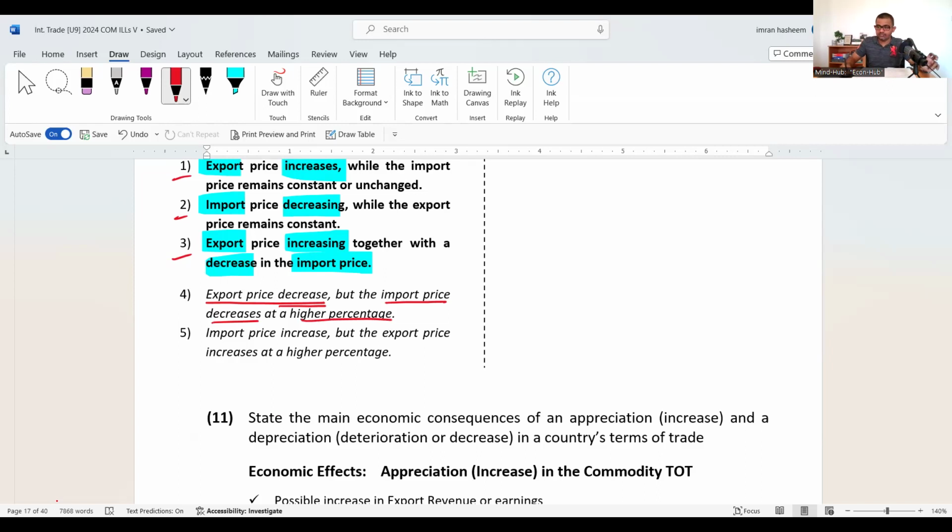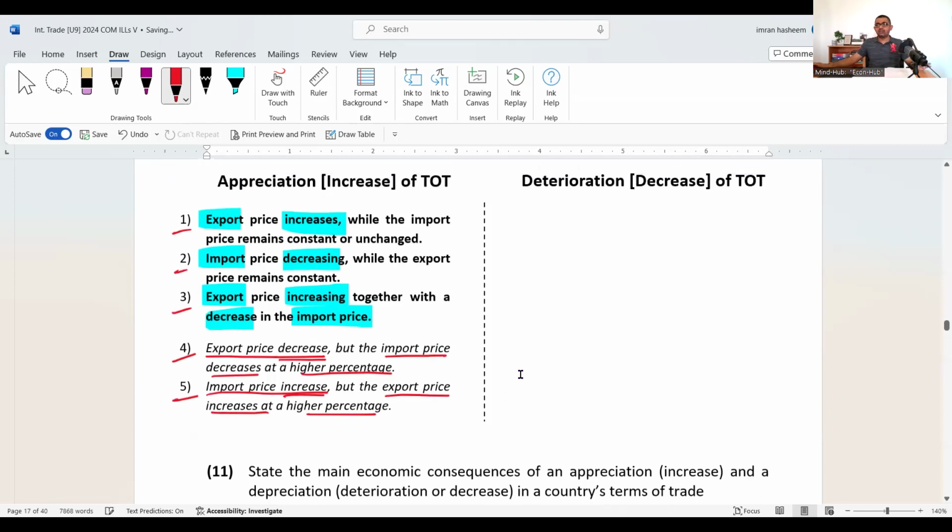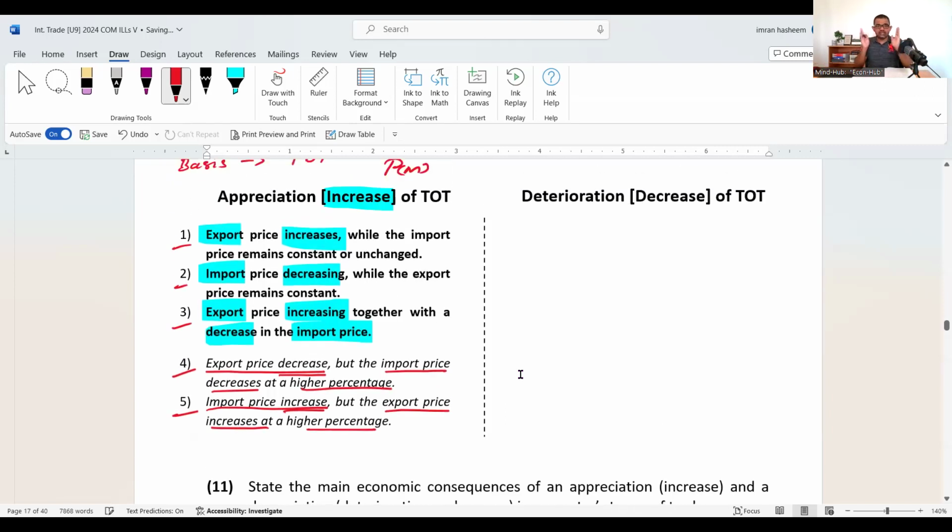Number 5. Import prices increase. No problem. When import prices increase, terms of trade will decrease. We are looking to show an increase in terms of trade, but what will increase more? Export prices increase at a higher percentage. Are we clear? Any confusion? Five situations, easily you can come up with this simple understanding.